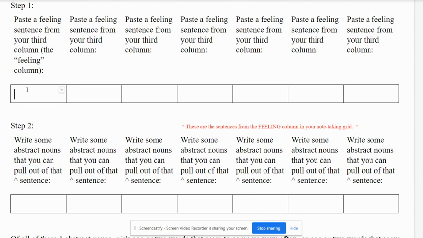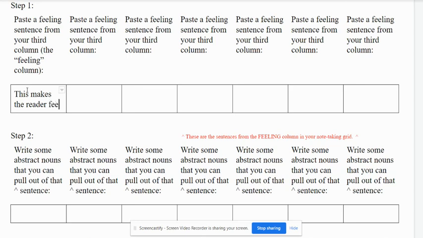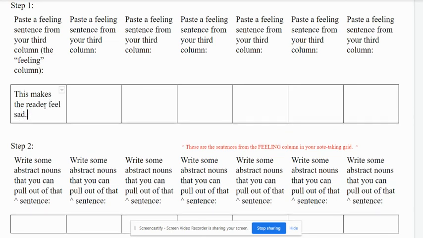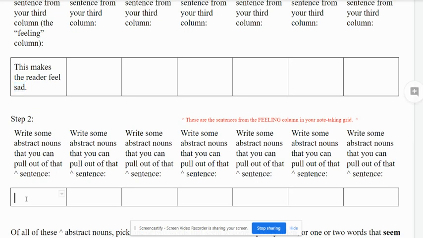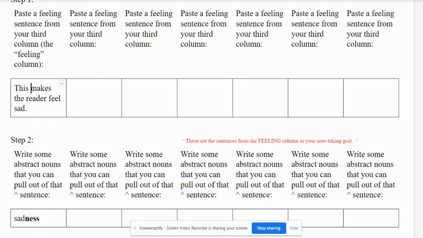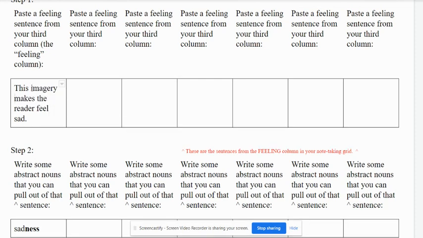So if my first feeling sentence is, this makes the reader feel sad, what's an abstract noun that I could pull out of that sentence? There isn't actually an abstract noun in it, but sad is an adjective, which is really close to sadness. So I'm going to say that I'm pulling out sadness from that sentence. This should say something like this imagery, right? Shouldn't it?